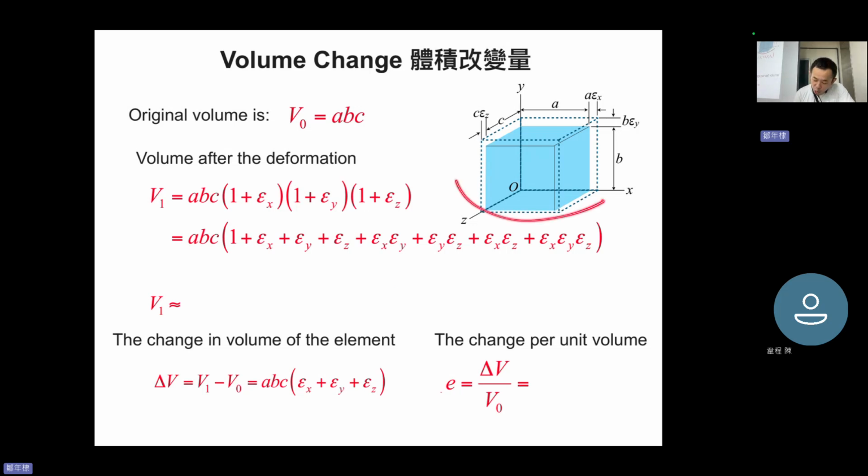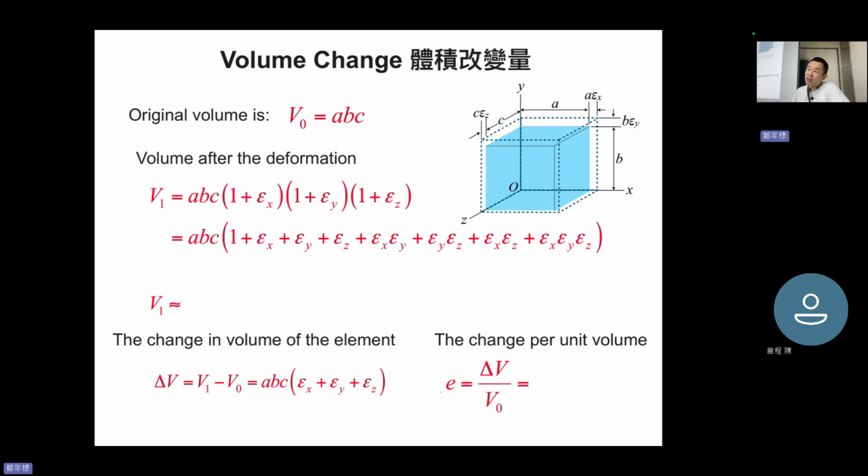Because you see, after your loading, your volume will change, right? So your original volume, V0, equals ABC, easy, right? But the volume after the deformation will be A plus A epsilon x times B plus B epsilon y times C plus C epsilon z. So when they are multiplied together, the new volume is the volume after the loading, the volume after the deformation, we call V1.